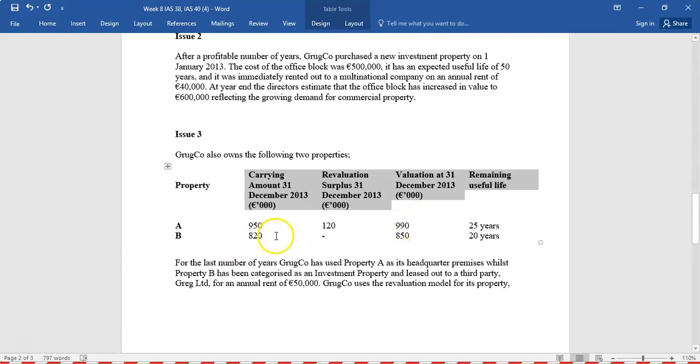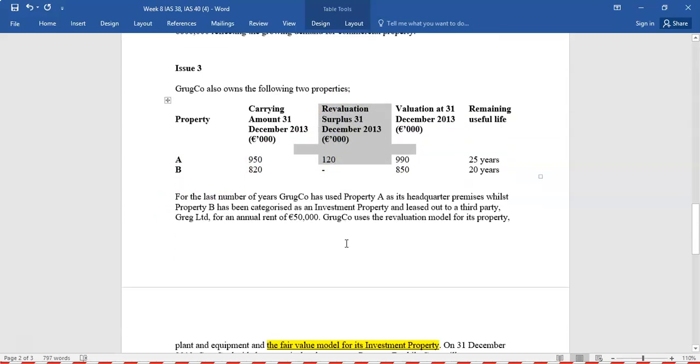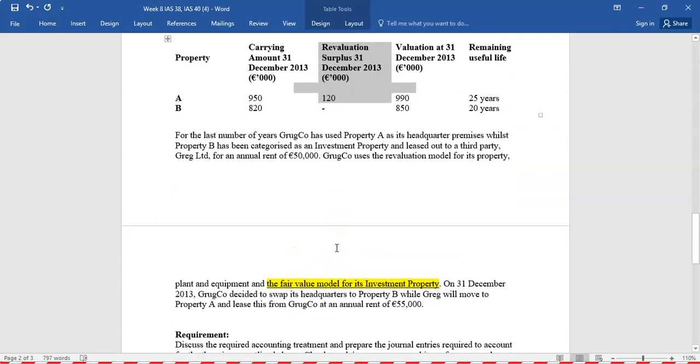And GrowCo used the revaluation model for property, plant, equipment. That's why there's a reval surplus here. And then they used the fair value model for investment property. However, at the end of the year, there's a swap going on. Headquarters, property A, their current headquarters is going to be leased out. Their current investment property is going to be used as the headquarters.